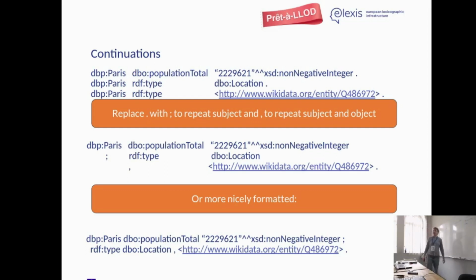Instead of this whole slide full of URLs I showed you 5 minutes ago, we've now got it down to Paris population total, RDF type location, and the Wikidata entity. So this allows us to make a fairly compact representation.